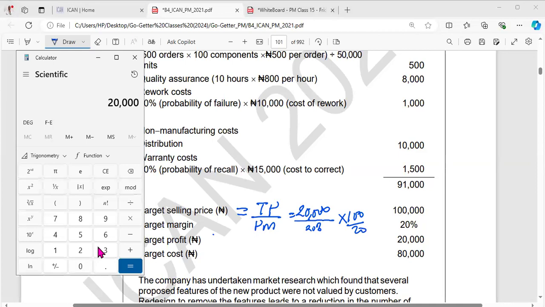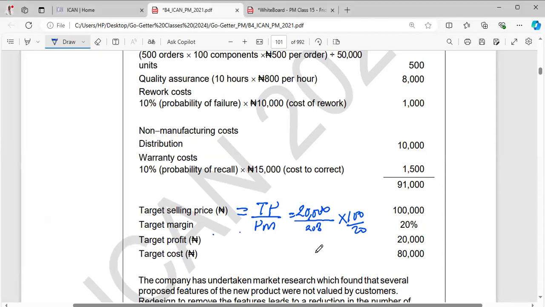So what it means here is 20,000 times 100 divided by 20. So that's giving the 100,000. But it's as good as saying 20,000 divided by 0.2. Still the 100,000.